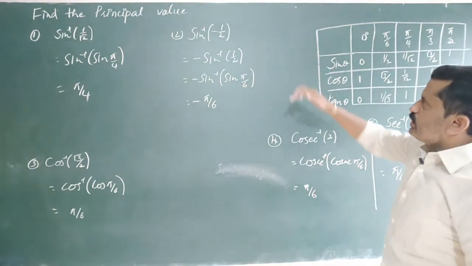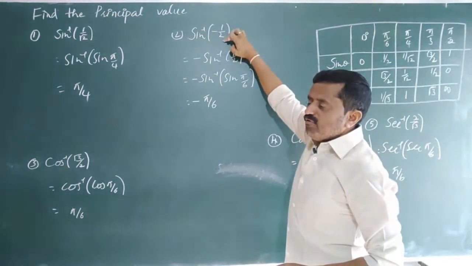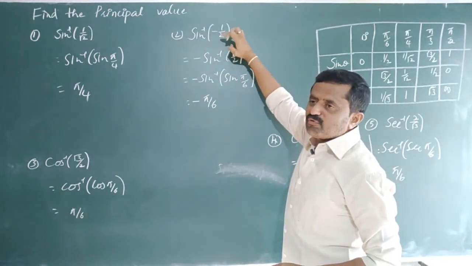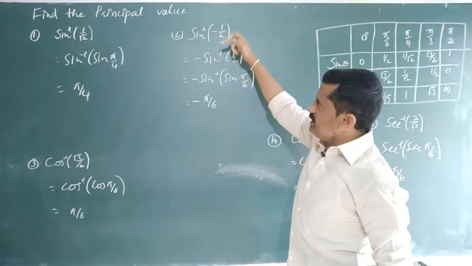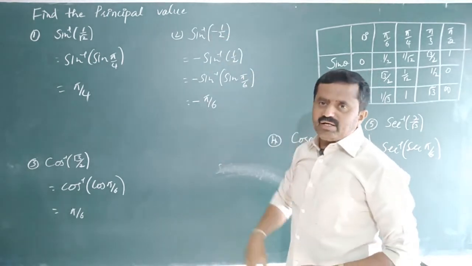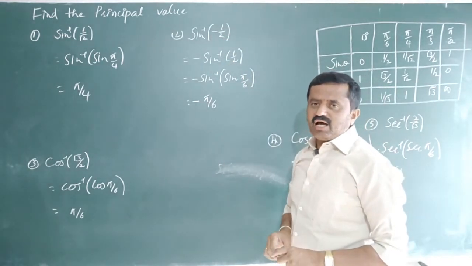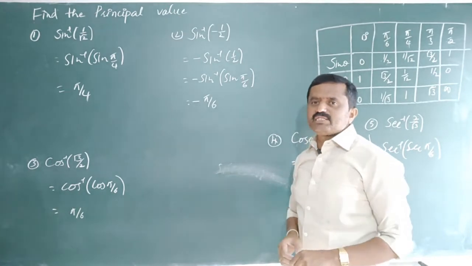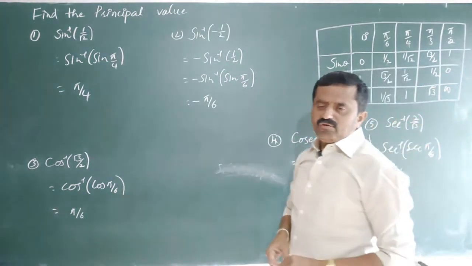Very simple. Check for which angle the value is satisfied, then that inverse trigonometry and trigonometry get cancelled, we will have the remaining value which is called the principal value. Principal value, okay, right?